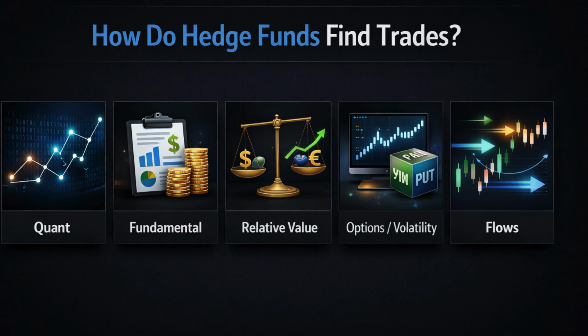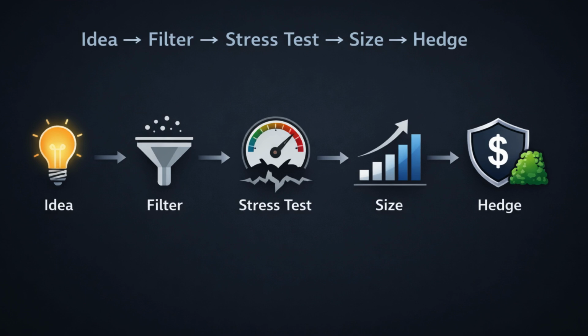Most funds don't want one perfect trade. They want many small edges stacked together. Think of it like a factory. Step 1, generate 1,000 ideas. Step 2, filter down to a manageable number, say 50. Step 3, stress test those 50 for worst-case scenarios. Step 4, size them so one mistake doesn't kill the year. Step 5, hedge exposures they don't want. This is why professionals obsess over process, not predictions.